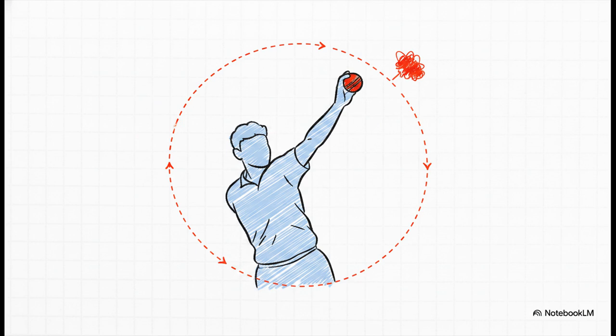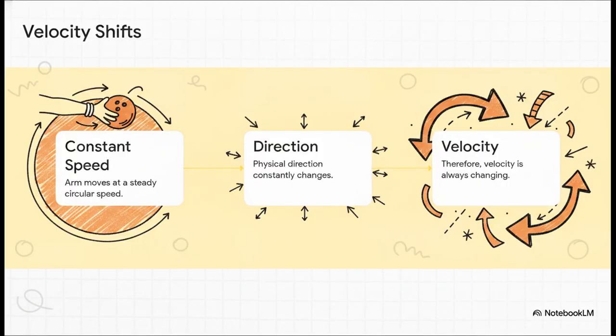And honestly, this is one of the coolest, most mind-bending concepts in physics, because it actively plays with the very definitions of speed and velocity we discussed earlier, pretty much turning them completely on their head. Let's break this down. Think about the bowler's hand. It might be moving at a perfectly steady speed, right?